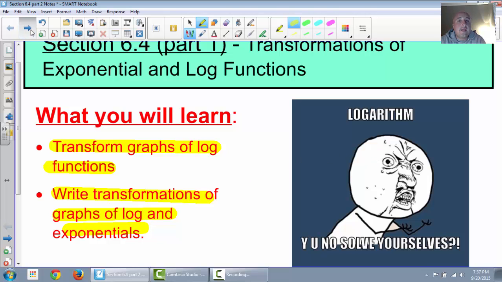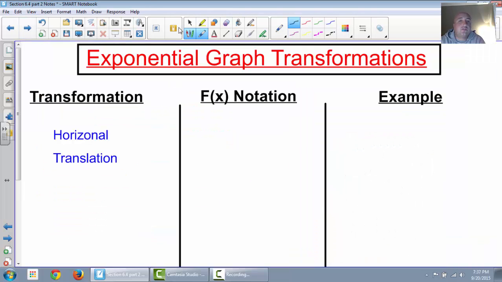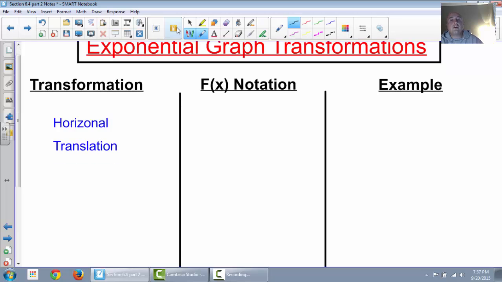Okay, so this page should look pretty similar to the last one. The transformations are exactly the same. The f of x notation is pretty much the same as well. Okay, so the first one we're going to talk about is horizontal translations, and don't forget that that is left and right. And the function notation for horizontal translations is when we attach some h value to our x.